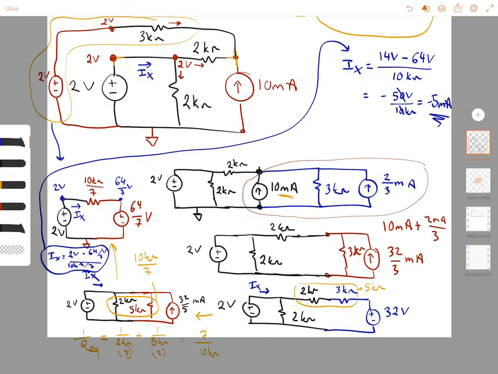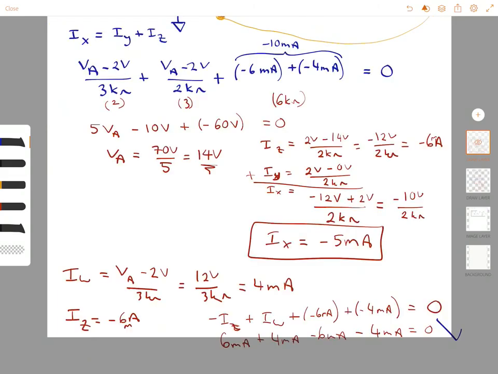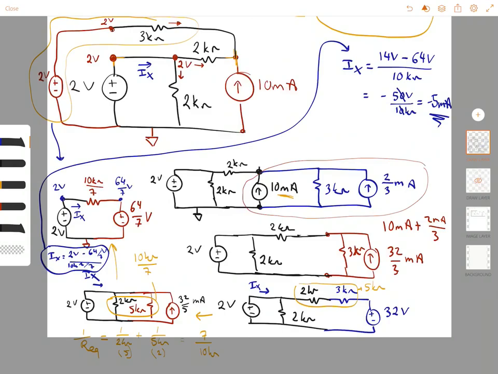Now let's see what was our previous answer. Minus 5 milliamps. Took a little longer.